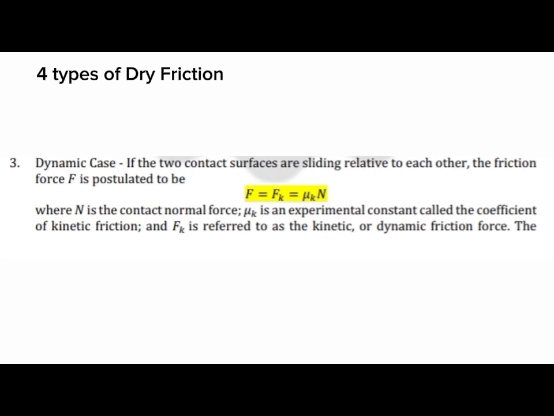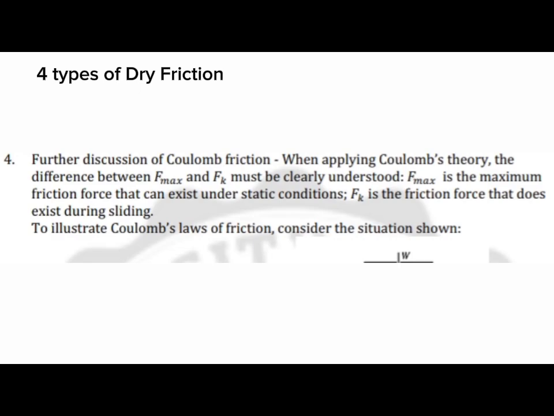The third one is the dynamic case. If the two contact surfaces are sliding relative to each other, the friction force F is postulated to be F equals Fk, which is equal to mu k N, or the coefficient of kinetic friction times N, where N is the contact normal force. Mu k is an experimental constant called the coefficient of kinetic friction, and Fk is referred to as the kinetic or the dynamic friction force. The coefficient of kinetic friction is usually smaller than its static counterpart. Fk always opposes sliding.